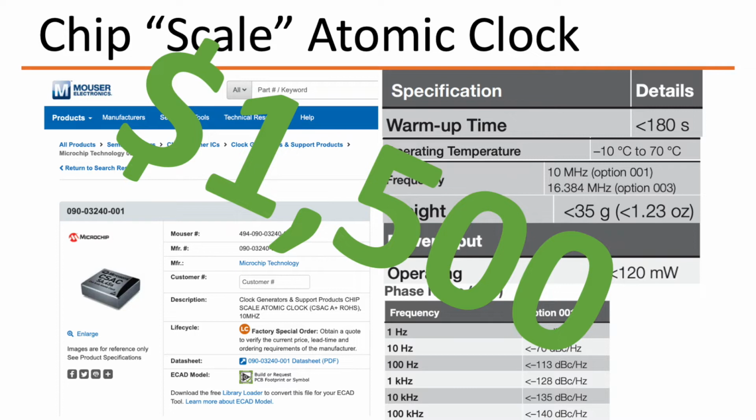Okay, let's move on from the electrochemical clock to the mechanical electrical clock: crystal oscillators.